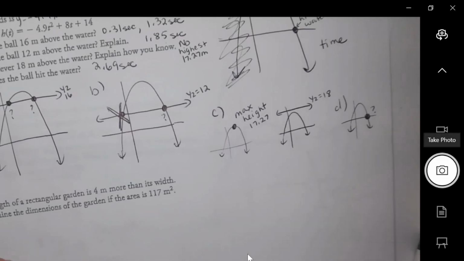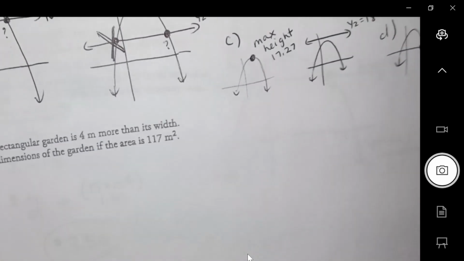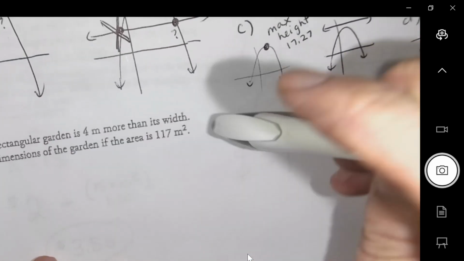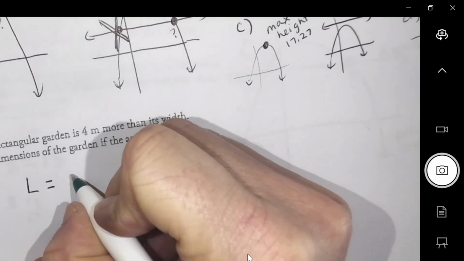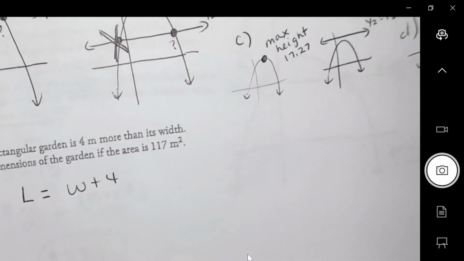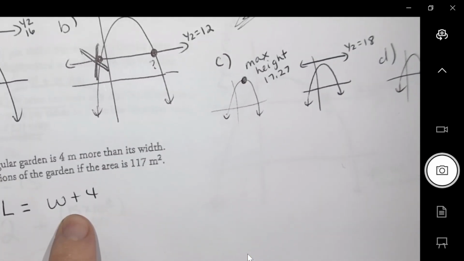Okay, it says the length of a rectangle is 4 more than its width. How do you write that exact sentence with math? The length of a rectangle is, how do you write 4 more than? Plus 4. So width plus 4. The length is 4 more than its width.